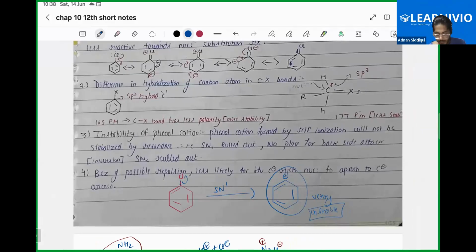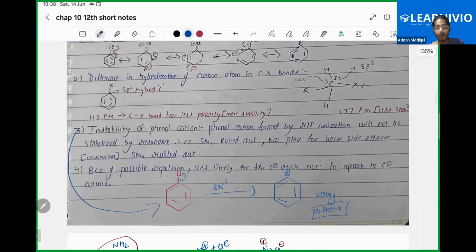And what is a phenyl cation? This is benzene with a positive charge. So try to read this one out as well. The phenyl cation formed by self-ionization will not be stabilized by resonance. That means SN1 is ruled out. The SN1 reaction won't be happening here. And as there is no backside attack or inversion, SN2 will be ruled out as well. You can write it: SN1 not applicable, as well as SN2 not applicable.